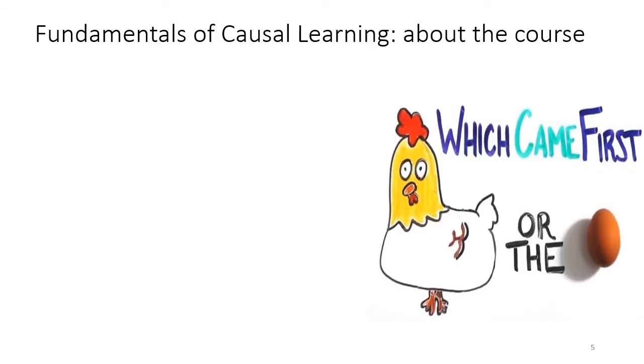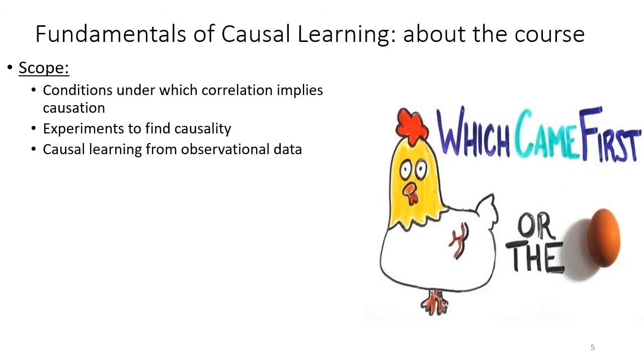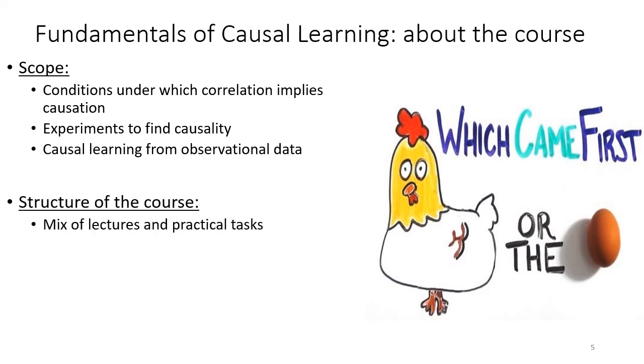So, what will you learn if next semester you take the Fundamentals of Causal Learning course? First of all, we will discuss the conditions under which automatically identified correlations do imply causations. Next, we will discuss the experimental design to identify causal relationships. And finally, we will talk about how causal relationships can be identified not only from experimental data, but also from purely observational data. The course will be organized as a mix of lectures and practical tasks.